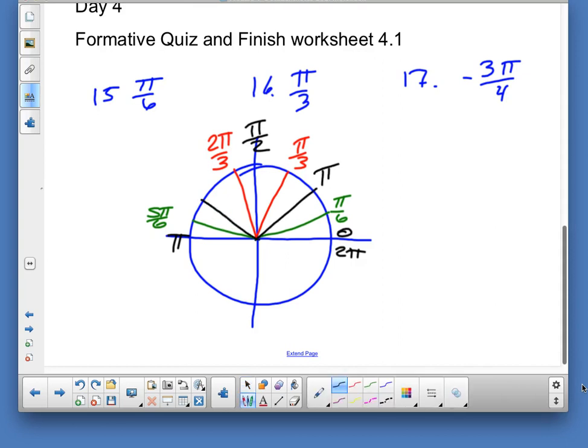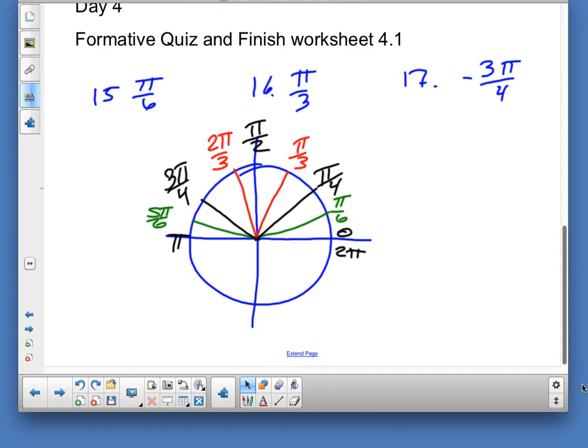Oop, pi over 4. I know I'm slow. 3 pi over 4. Now, those are the values, the only values we work on in the unit circle. Pi over 6, pi over 4, pi over 3, pi over 2, 2 pi over 3, 3 pi over 4, 5 pi over 6, and pi. And then repeat, 7 pi over 6. Remember, this is 4 pi over 4, 5 pi over 4, 6 pi over 4, which is 3 pi over 2, 7 pi over 4 as we go around.